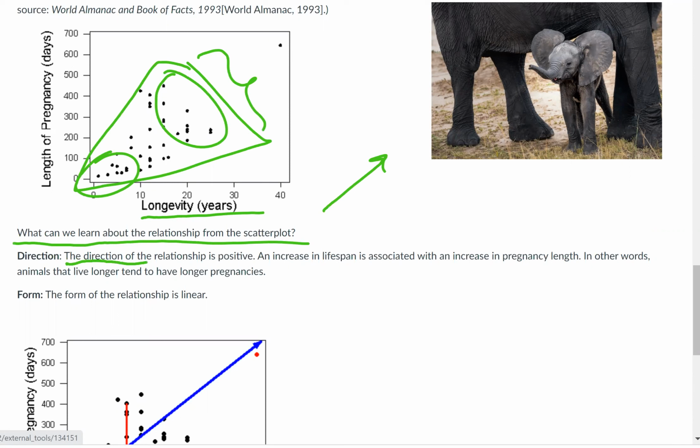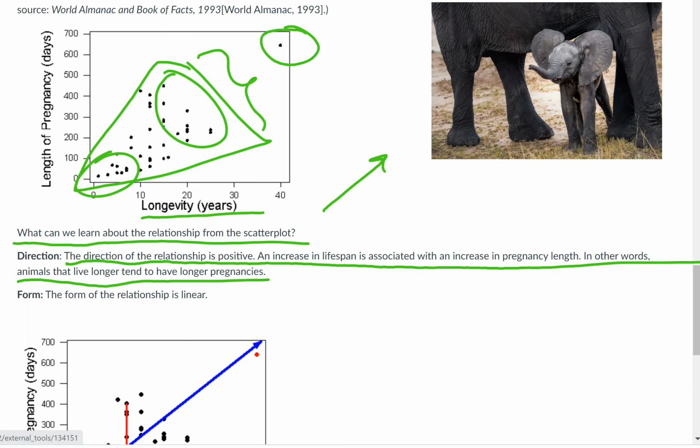Direction. The direction of the relationship is positive. An increase in lifespan is associated with an increase in length of pregnancy. In other words, animals that live longer tend to have longer pregnancies. But you'd see this one over here. That's quite an outlier, it looks like.